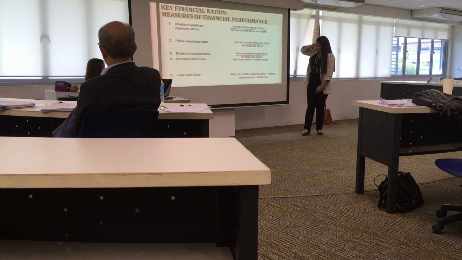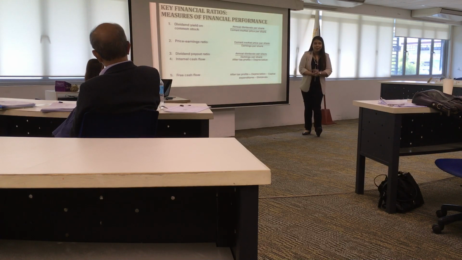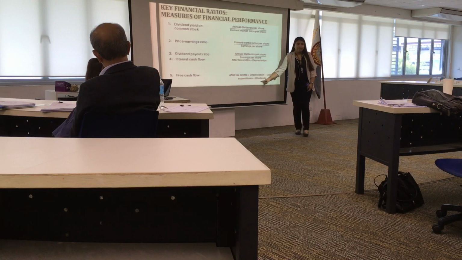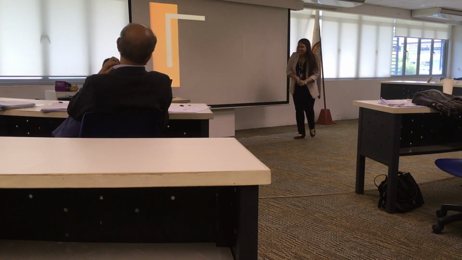Lastly, free cash flow. For the free cash flow, we will just expand number 4. After-tax profit plus depreciation minus capital expenditure and minus dividends. Why? For the free cash flow, we are setting aside an amount of your cash that is not available for current operation. What is not available for current operation? The cash that will be used for future investment, capital expenditure, and also the cash that is needed to pay your stockholders. So, that will be all for the financial ratios. Any questions?